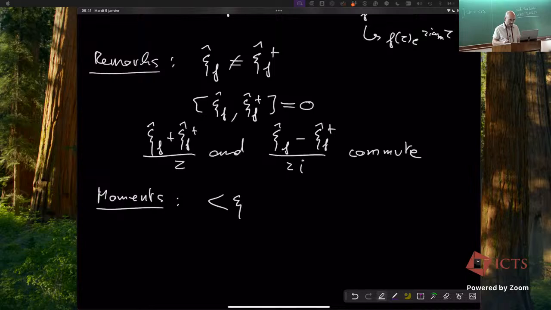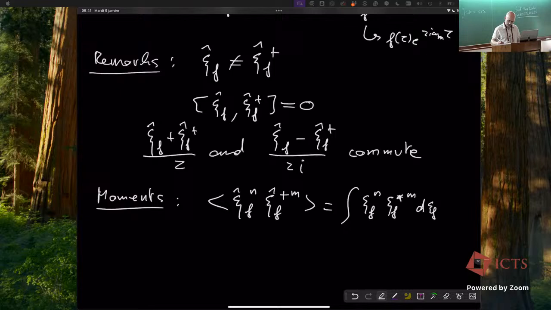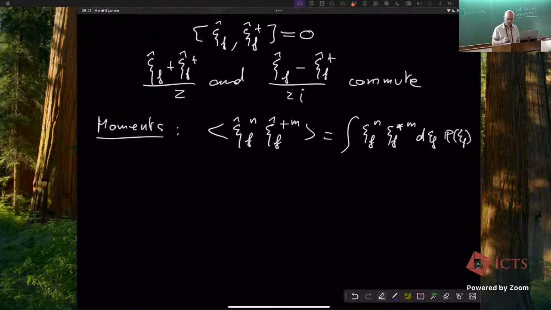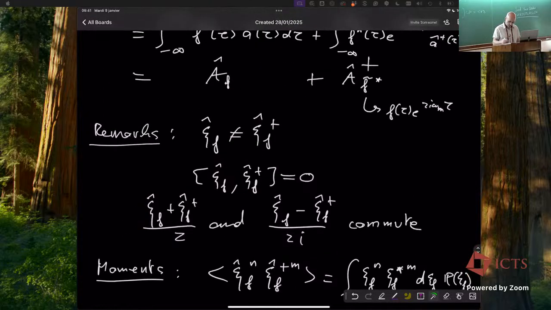So let's say psi f. An arbitrary moment is psi f to the power n times psi f dagger to the power m. This would be the integral of the outcome psi f to the power n, psi f star to the power n, d psi f, times the probability to find a given psi f. Okay, so we are going to be interested in this probability, right? One way to write this moment is to replace it with this expression. Sorry to introduce a new variable, but this is a bit long to write, so I will call that B now. So B f, B f dagger.